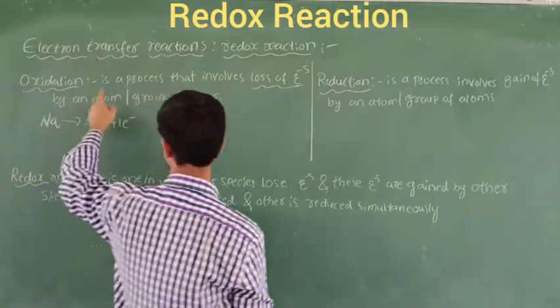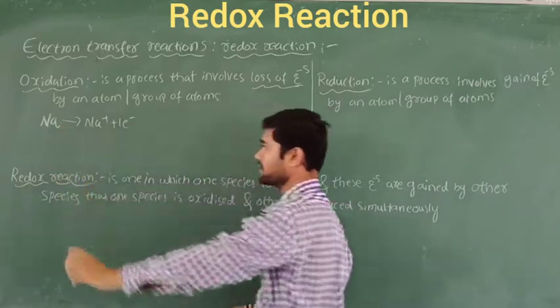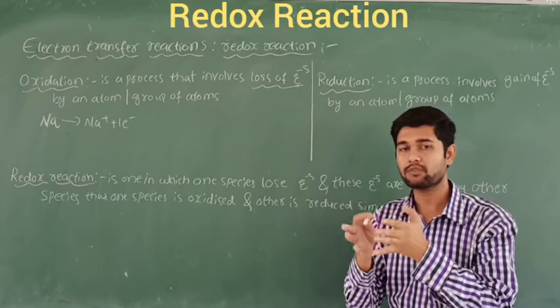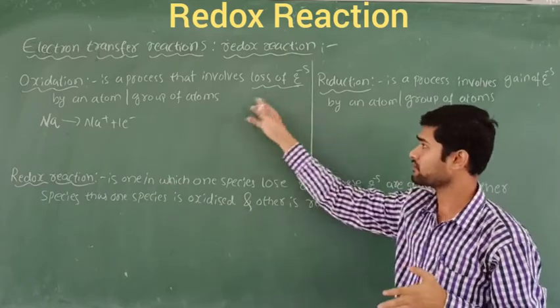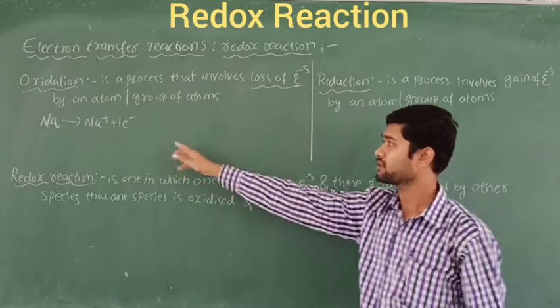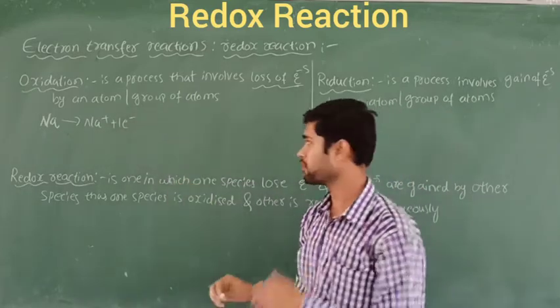So according to the statement, it is a process that involves the loss of electrons. This sodium metal that contains 11 electrons is going to lose one electron to become stable. That's why the loss of electrons by an atom, we are going to call oxidation. So here the loss of electrons is 1, so that is called oxidation. Let's take a few more examples.